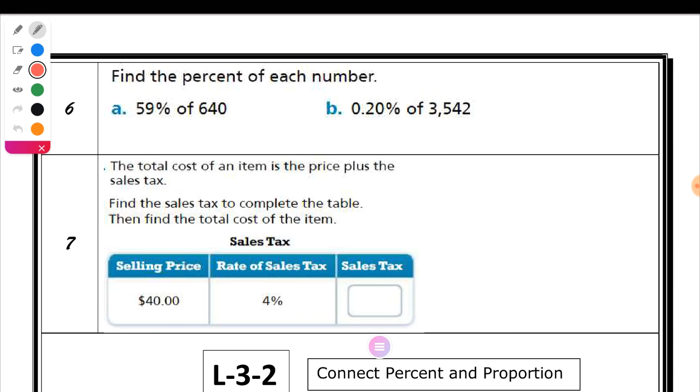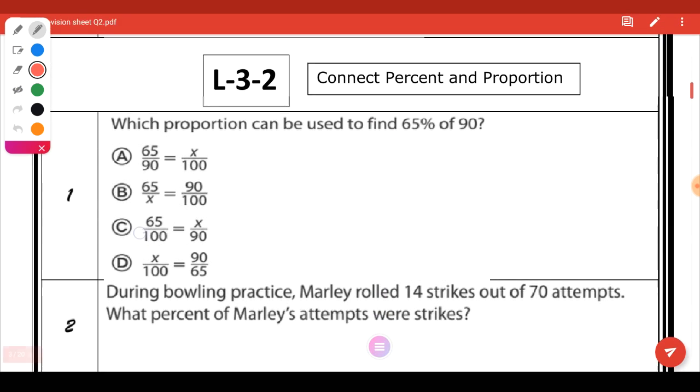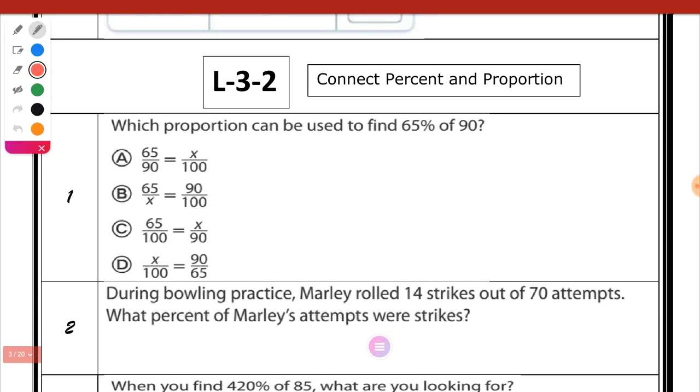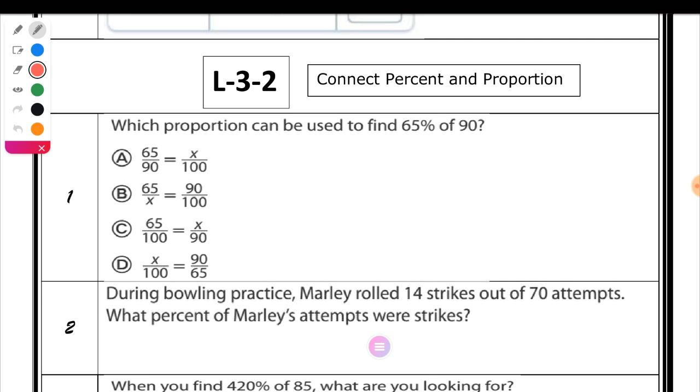Okay. Another question. Most of the lessons are like this. Problems about ratio, percent, and proportion use the general formula. So here he wants to know 65% of 90. He needs it by formula.